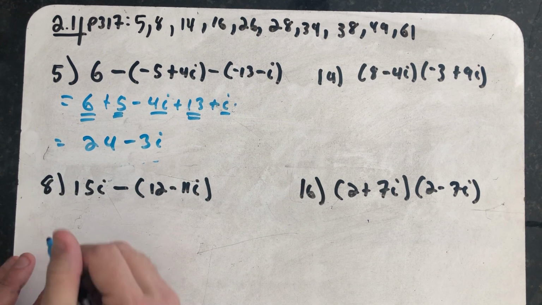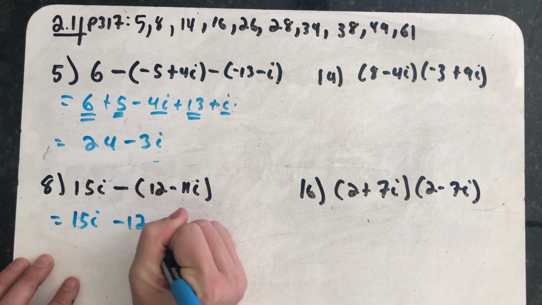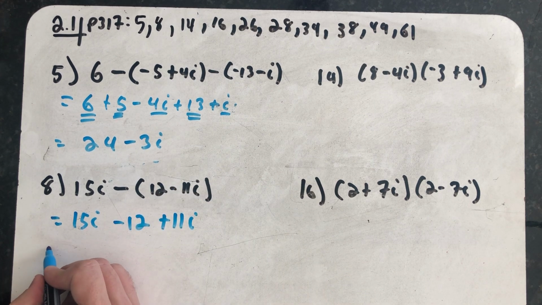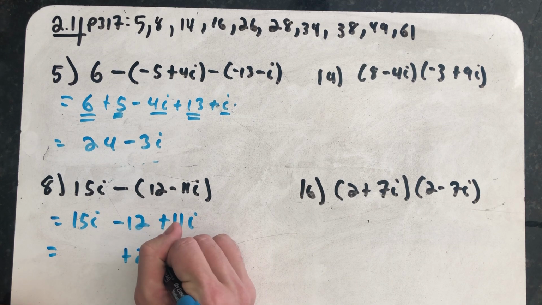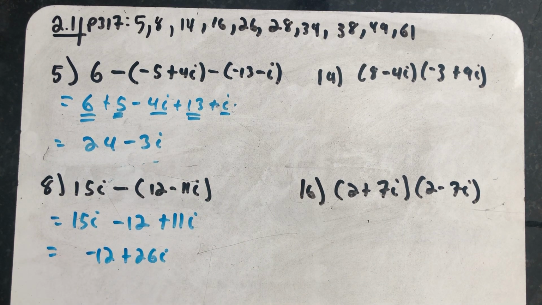Moving on to number 8, again I'm going to start by distributing. Imagine distributing that minus into both parts. I need to combine the imaginary parts. I'll have a plus 26i and still have that minus 12. Real part of minus 12 and an imaginary part of 26.